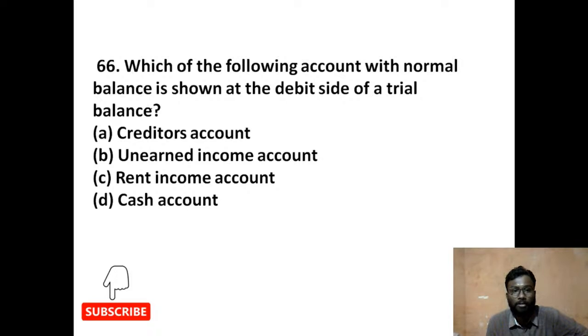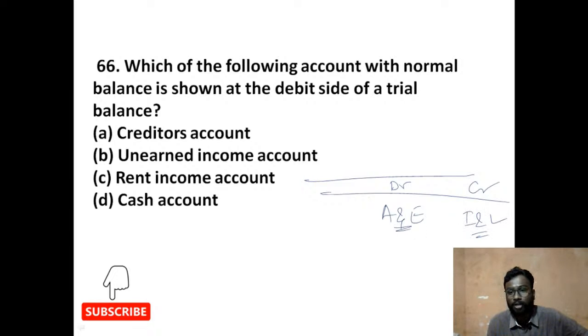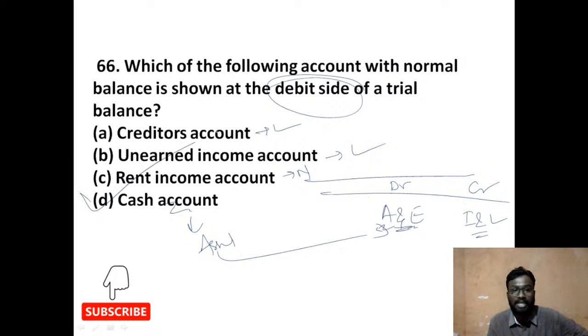Which of the following accounts with a normal balance is shown on the debit side of the trial balance? Try to understand. In the trial balance, there are debit and credit sides. In the debit, generally assets and expenses will be given. In the credit side, liabilities and incomes will be shown. Now he is asking us about the debit side, whether it should be an asset or an expense. Creditors is a liability. Unearned income is a liability, rent income is a nominal account, cash is an asset. So cash should be shown here. Option D is the right answer.